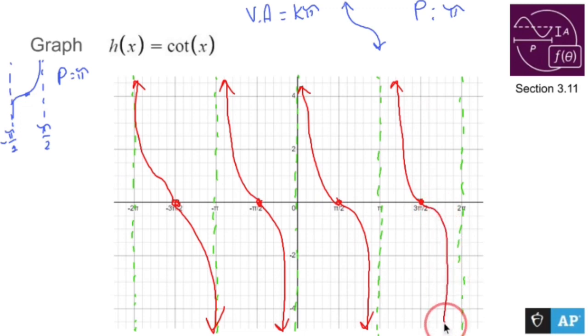Yeah. All right. So cotangent, a lot friendlier to draw than cosecant and secant. Not friendly, but friendlier. And that's all we can ask for.